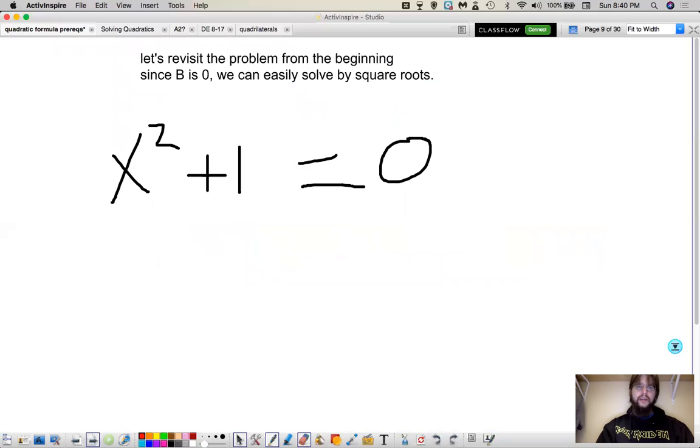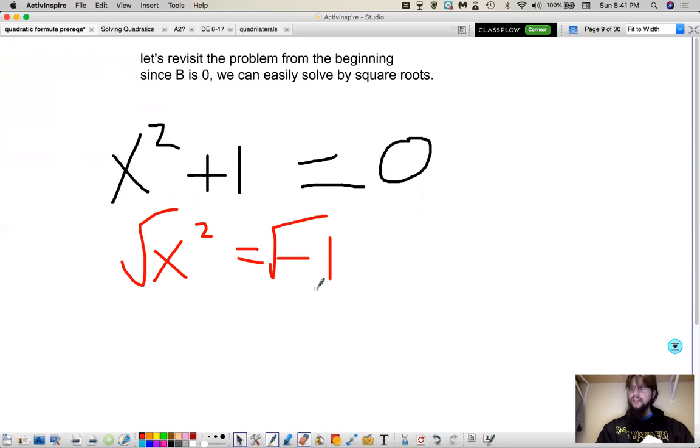Okay? So let's look back at this guy. This is a problem from the beginning. If b is 0, it's actually really easy to solve a quadratic. Just isolate your x squared. x squared equals -1. Well, what times itself gives us -1? And in order to solve, you just square root both sides. Don't forget, though, whenever we take a square root, we always do plus or minus.